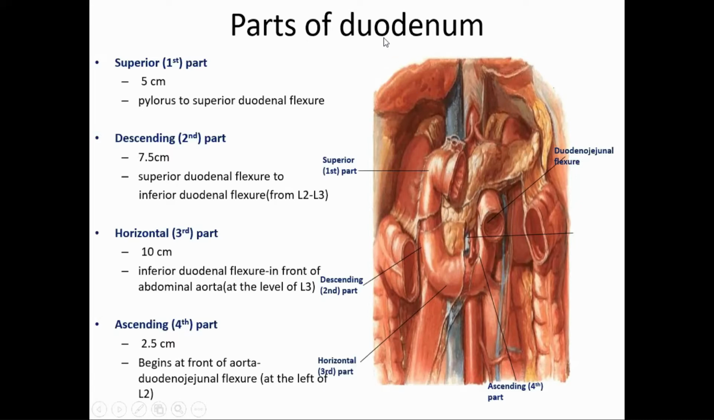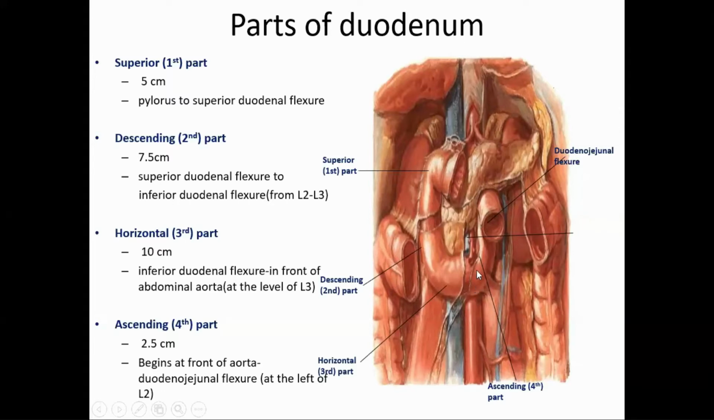Now, what are the different parts of the duodenum? The duodenum is divided into 4 parts. The first part, or superior part, extends from the pyloric orifice to the superior duodenal flexure. The second part, or descending or vertical part, extends from the superior duodenal flexure to the inferior duodenal flexure. The third part, or horizontal part, extends from the inferior duodenal flexure to the front of the abdominal aorta.